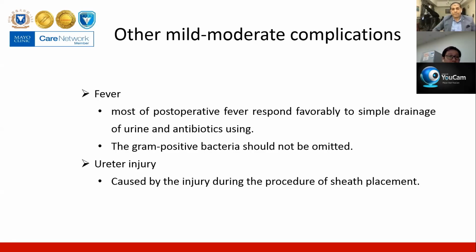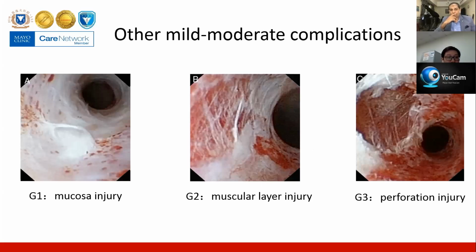And the ureter injury is always caused by the injury during the procedure of sheath placement. You can see the figure. The first figure showed the G1 injury, the ureter mucosal injury. And the second, moderate, injured the muscular layer. And the third image showed that the sheath may have perforated the ureter and caused a perforation injury.